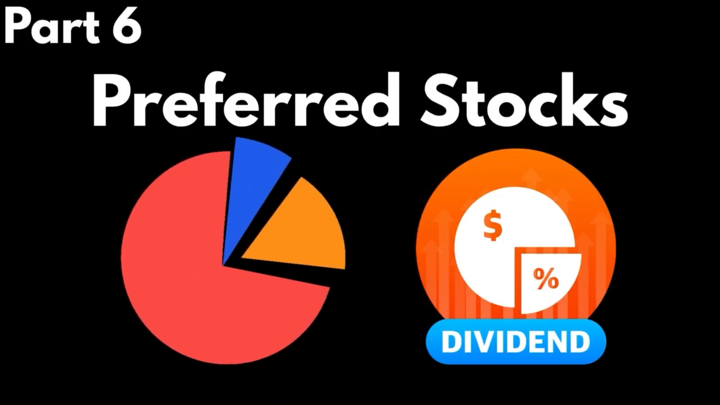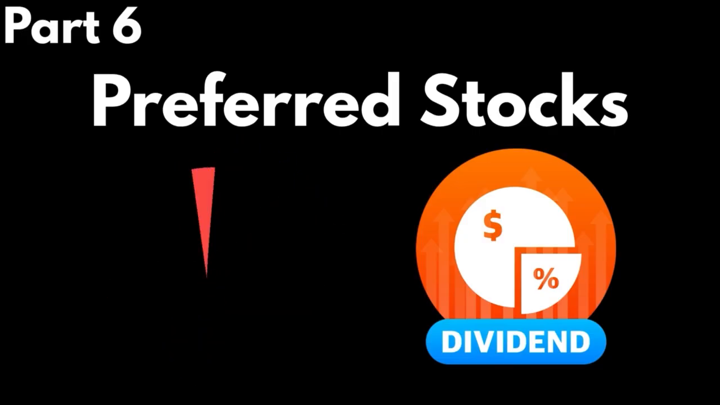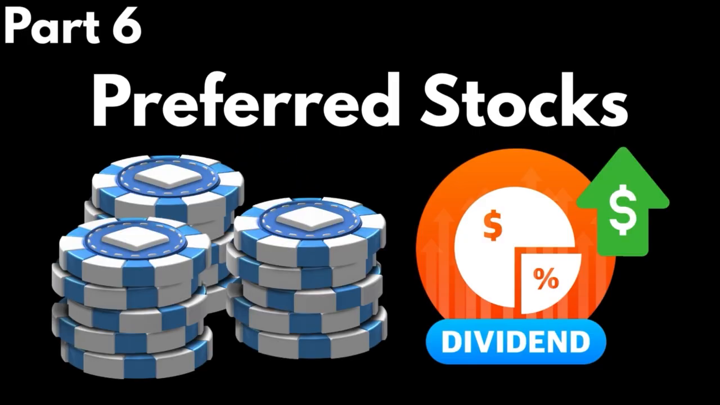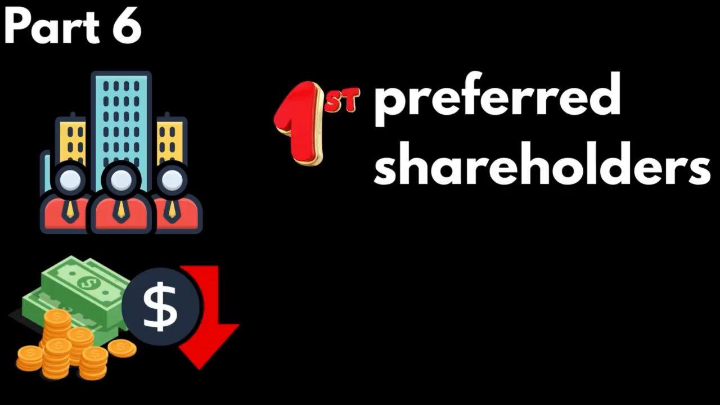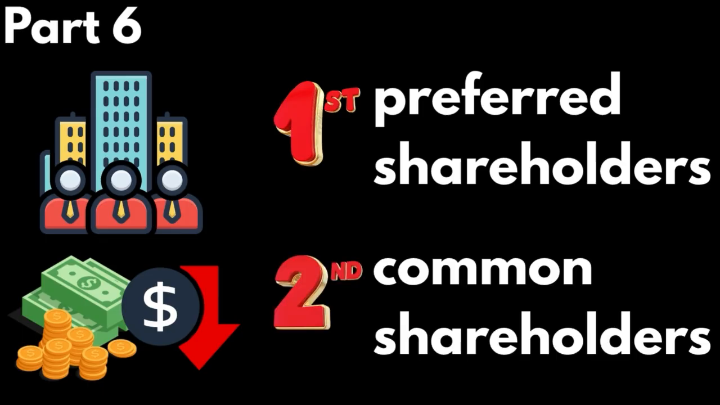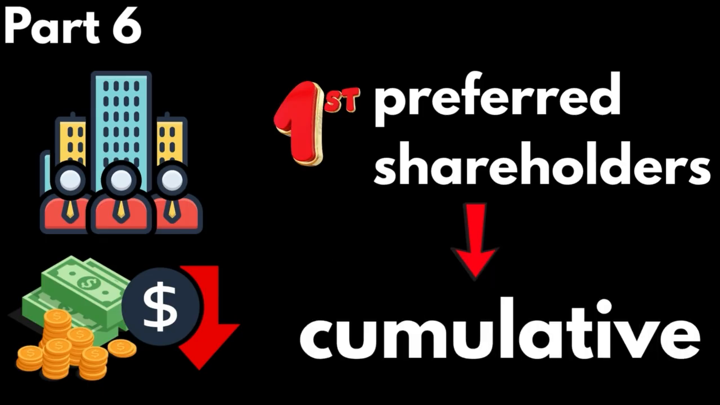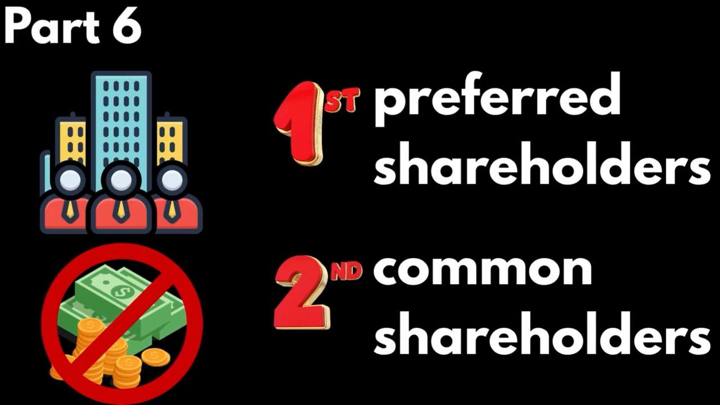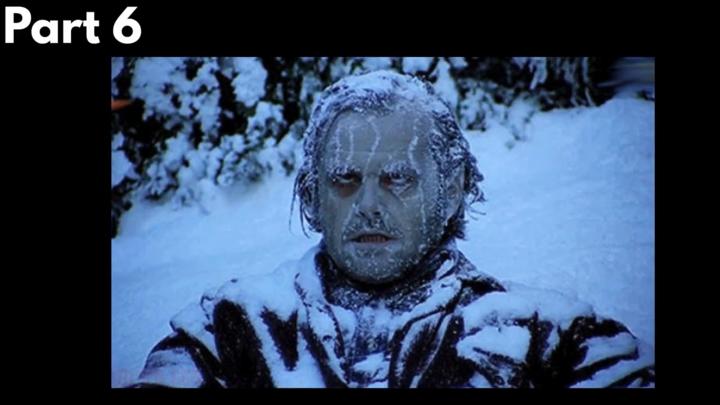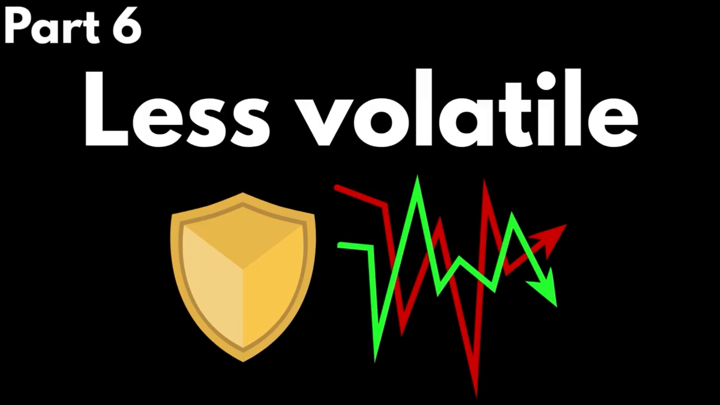So, what are they? Preferred stocks are a special class of shares that pay fixed dividends, often higher than what you get from blue-chip common stocks. They also come with priority. That means if a company ever gets tight on cash, preferred shareholders get paid before common shareholders. And many preferreds are cumulative. That means if the company skips a payment, they owe you back pay before they can pay anyone else. You are not left out in the cold. They are also less volatile than common stocks.